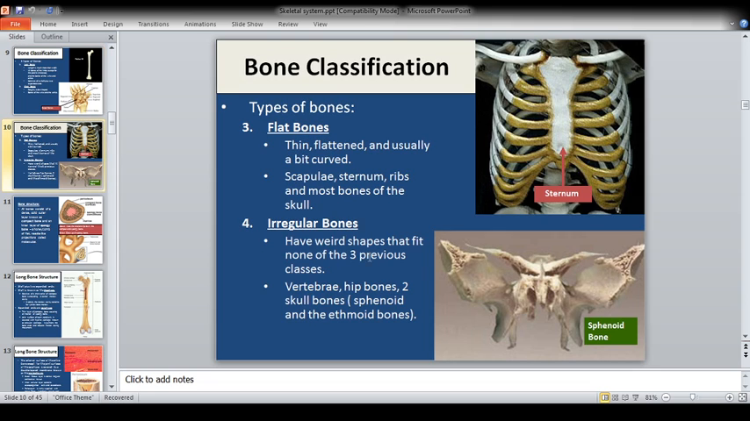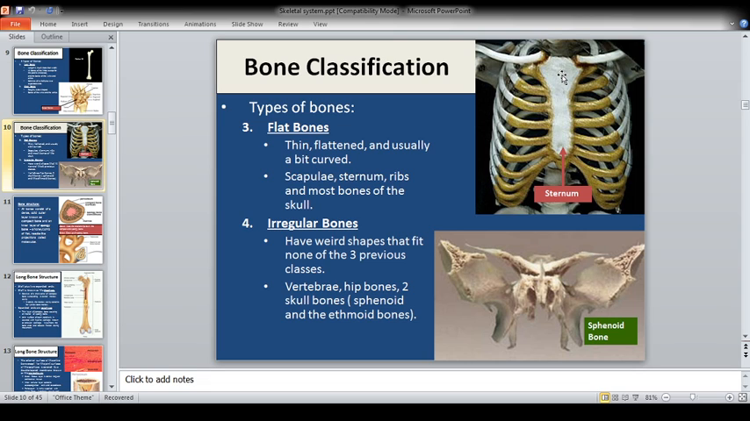Then comes the flat bones. Flat bones are those bones which are thin, flattened, and usually a bit curved, such as this bone, kind of flat, curved at the end towards the anterior, and it is not so thick, it is a thin bone. Scapula on the back of the shoulder girdle, sternum, the ribs, and most bones of the skull are flat bones.